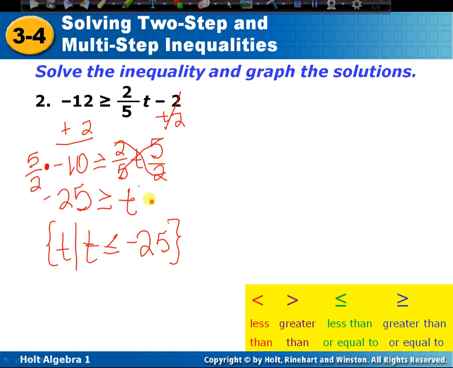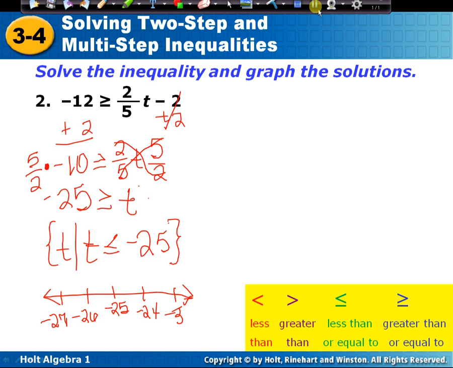I have solved, I have set, and now I have to graph. So draw your number line on your paper. In the middle, we're going to have -25. This way will be -24. This way will be -26. -27. And -23. Okay?